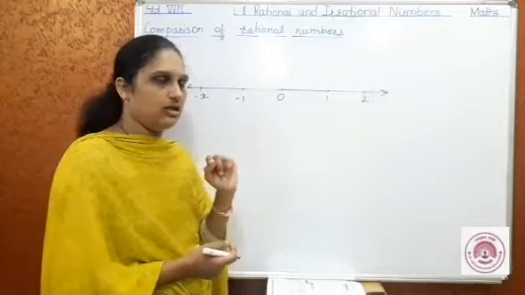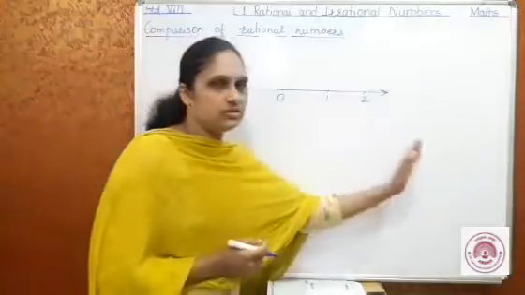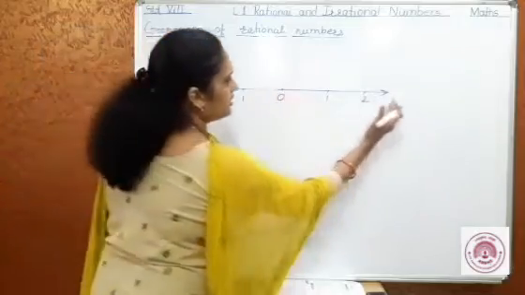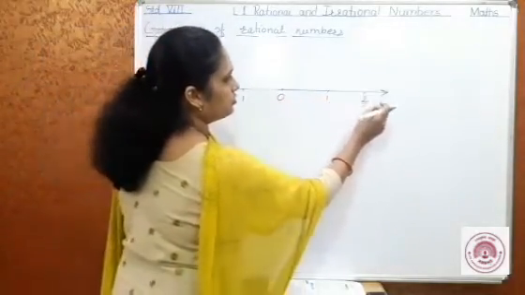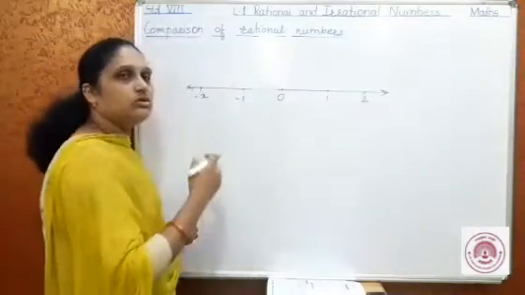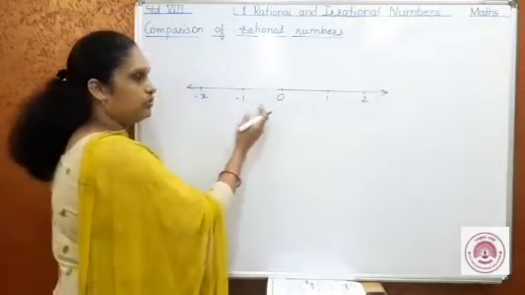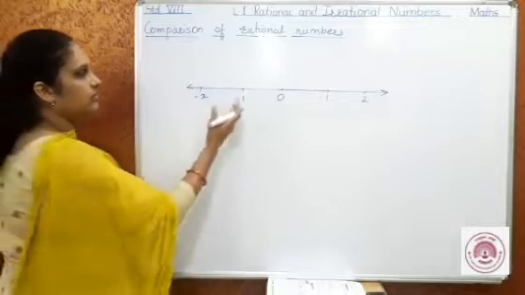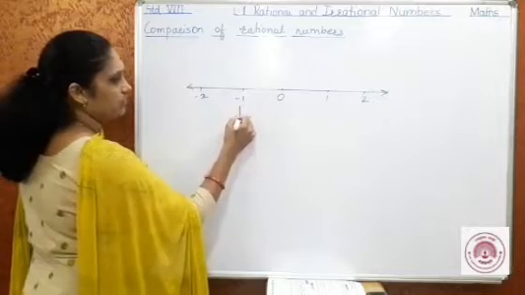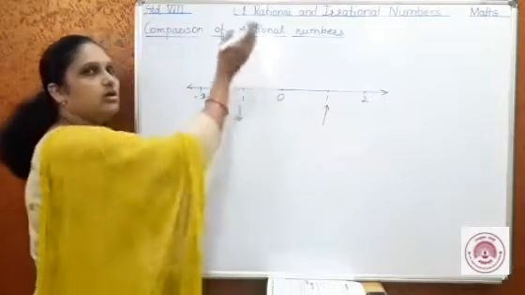center 0 is there. Left hand side of the 0 all negative numbers are there. Right hand side of the 0 all positive numbers are there. As you go to the right side, 0, 1, 2, 3, 4, the numbers are going on increasing. If we go to the left side of the 0, the values of the numbers are decreasing, and on the right hand side the values are increasing.